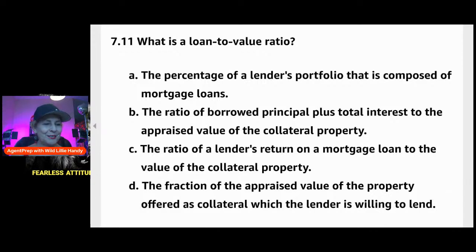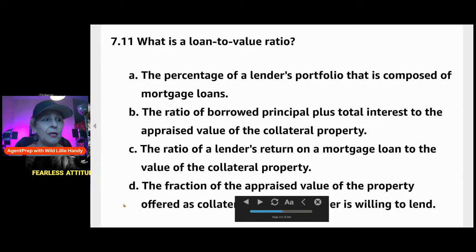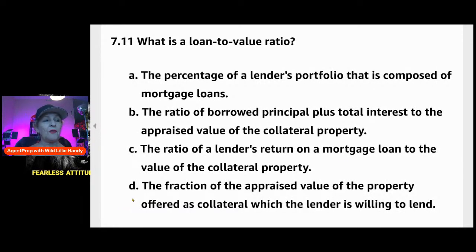All right, so here we go. What is a loan to value ratio? Okay, a ratio, a percentage, it's a number. So A, the percentage of a lender's portfolio that is composed of mortgage loans. B, the ratio borrowed principal plus total interest to the appraised value of the collateral property. C, the ratio of a lender's return on a mortgage loan to the value of the collateral property. Or D, the fraction of the appraised value of the property offered as collateral which the lender is willing to lend. Type your answer in the chat.